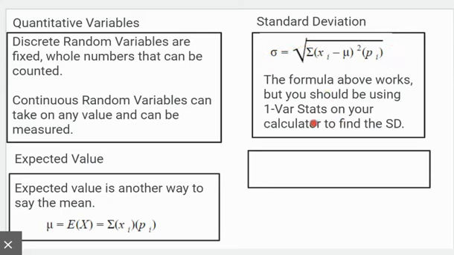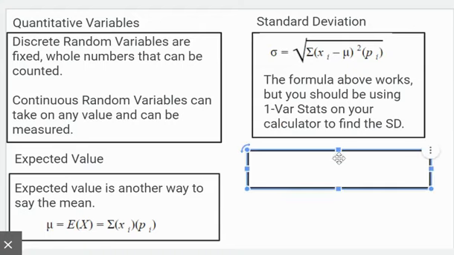So we have the technology. Let's use it. We need to be using 1-var stats in our calculator, and if you can't remember how to do that, make sure that you go back and watch the video for this particular lesson so that you can see the instructions that I give you for finding the mean actually and the standard deviation for a probability distribution using your calculator.